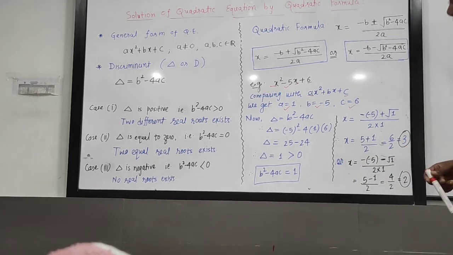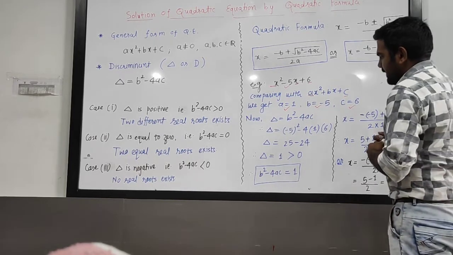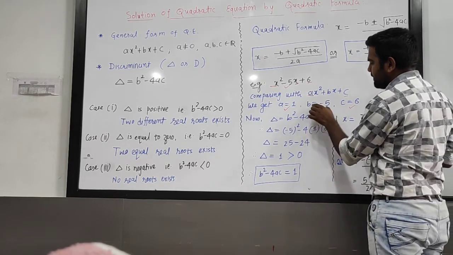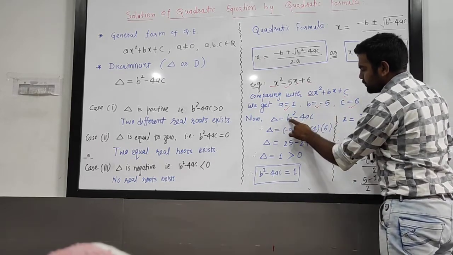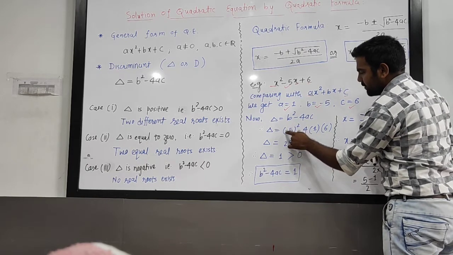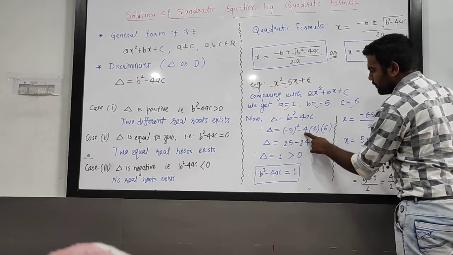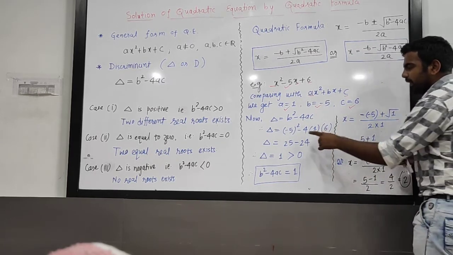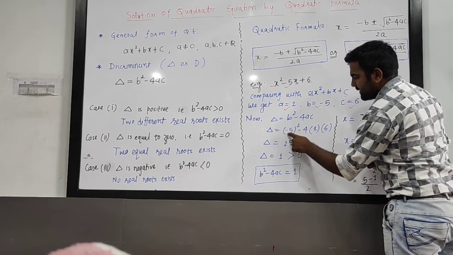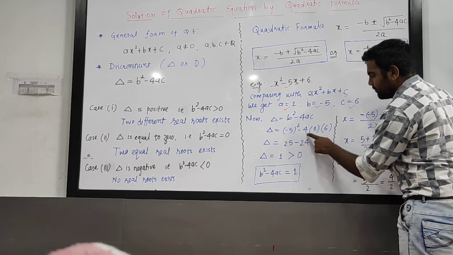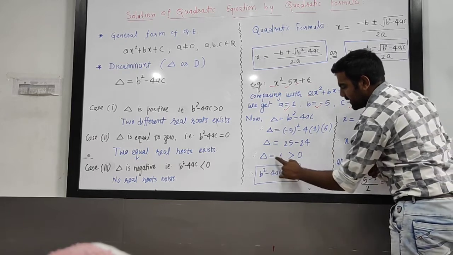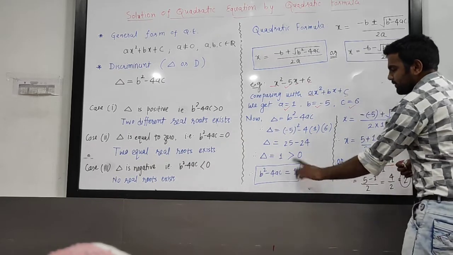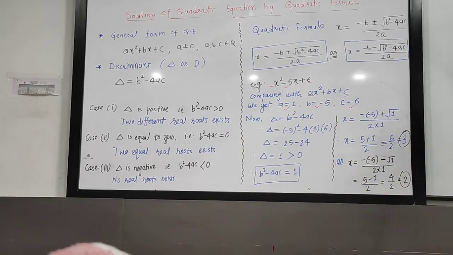Now find delta is equal to b square minus 4ac. Substitute the values of b, a and c here. So b is equal to minus 5, so b square is minus 5 whole square, minus sign as it is, 4 as it is, a is equal to 1 and c is equal to 6. We know that the square of minus 5 is 25, minus sign as it is, and 4 times 6 is 24. So delta is equal to 1, which is greater than 0. That means case 1 is here, b square minus 4ac is greater than 0. So here b square minus 4ac is equal to 1.